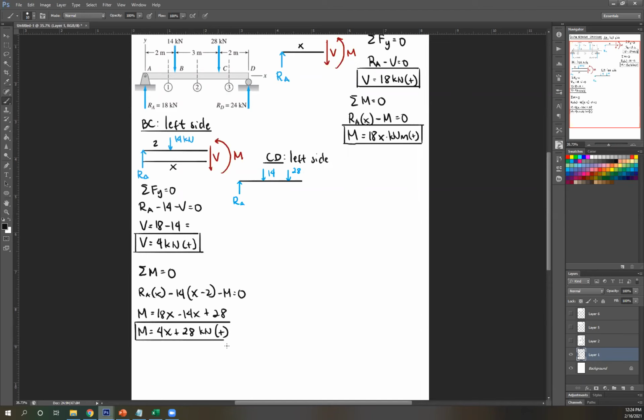Done. And then lastly, segment CD. So this distance is 2, this is 3, and then as usual, distance of support is x. Then guess. So RA is 18, downward 14, downward 28. To keep this in equilibrium, I need another upward force. So my guess is shear is upward.